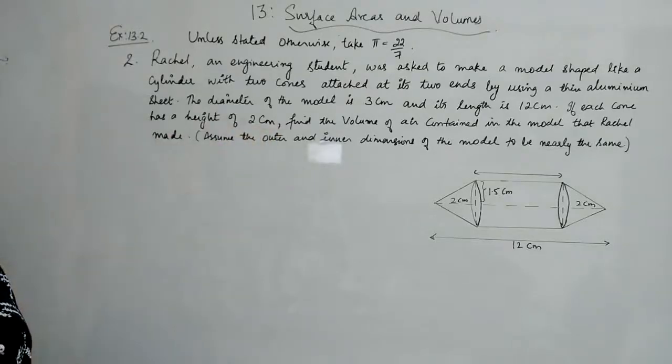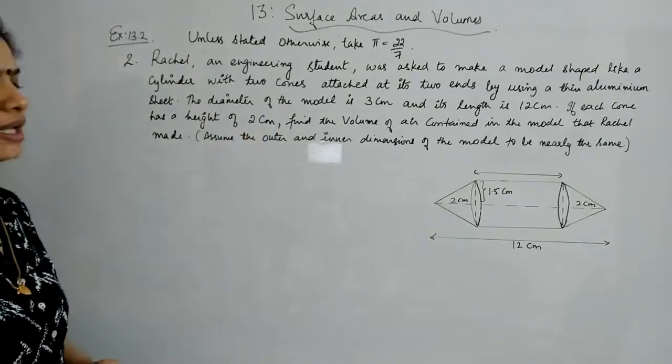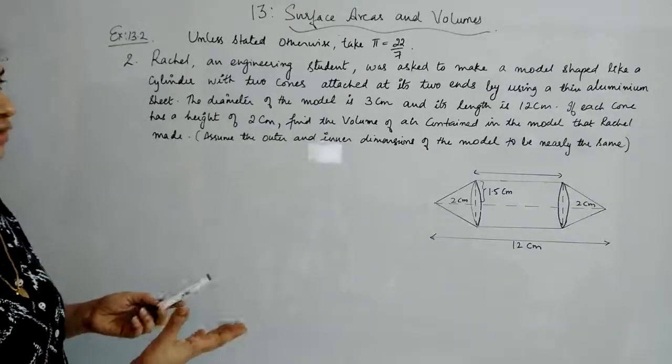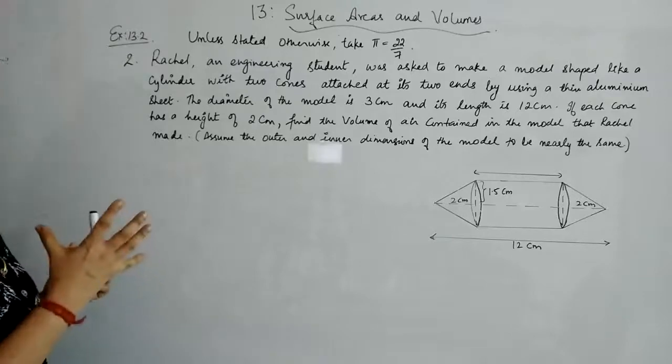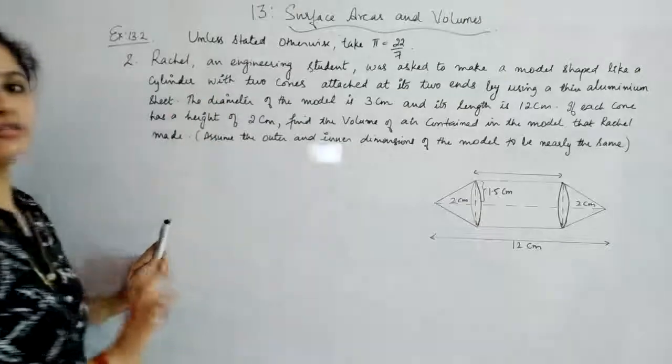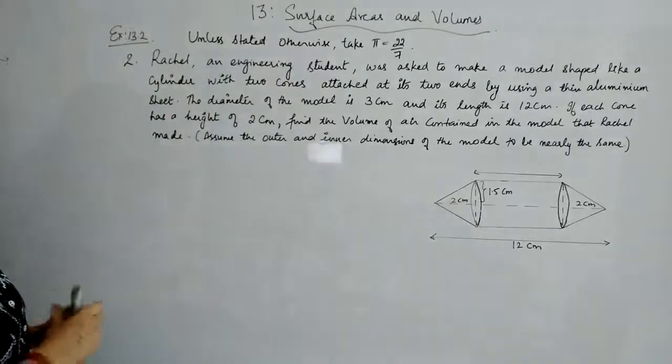Now you have to find out the volume of the air contained in the model that Rachel made. So air contained means it is the volume of the model itself. So we have to add the volume of the cylinder together with the volume of the two conical parts. That will give you the volume of the air contained in the model.